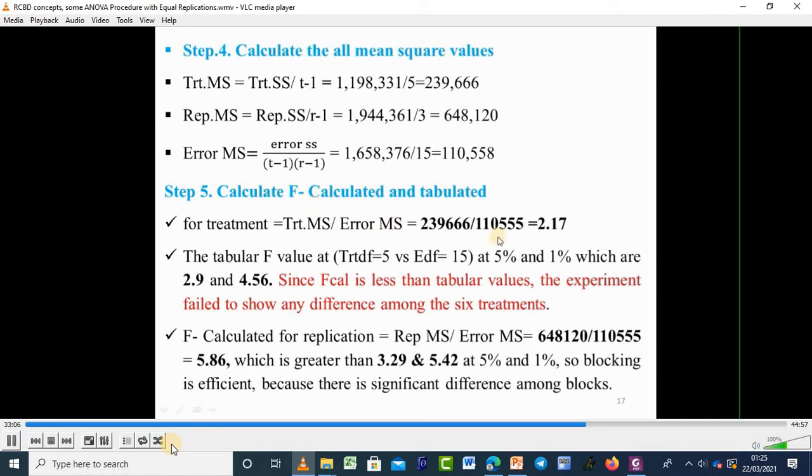So F calculated for treatments is 2.17, and the tabular value at 5 treatment degrees of freedom and 15 error degrees of freedom, we can read from the F distribution appendix table at the 5% and 1% levels of significance, and we get the values 2.9 and 4.56. Just remember the treatment degree of freedom is 5 and the error degree of freedom is 15. By using those two values, we look up the appendix table.